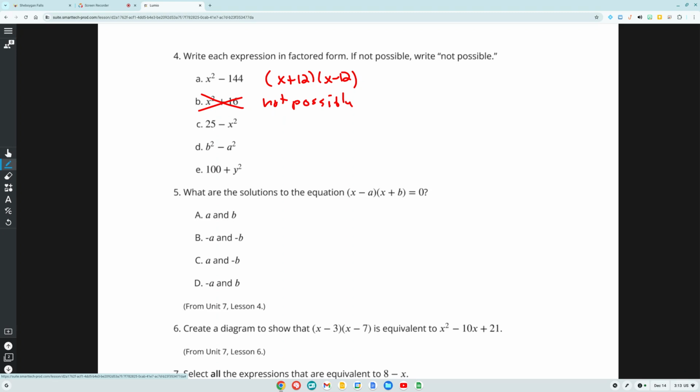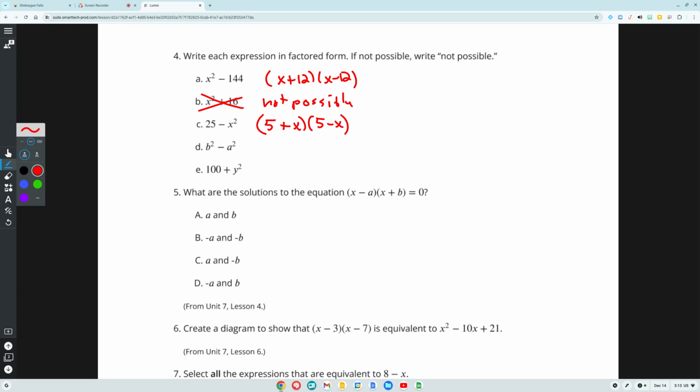See, I do have a difference of squares. The square root of 25 is 5. The square root of x squared is x. So I have 5 plus x and 5 minus x. D, I have a difference of squares.